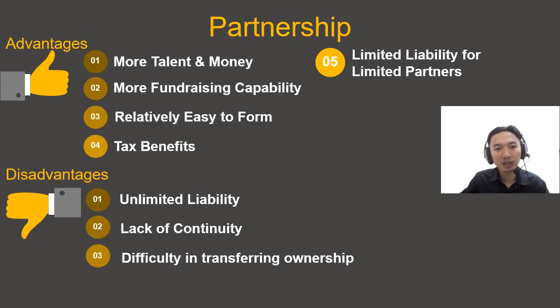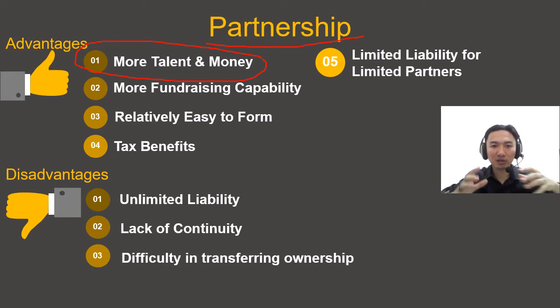Okay guys, next one is the advantages and disadvantages of partnership. The first advantage is more talent and money. Remember I said that in a partnership you have 2 to 20 partners. Imagine if you have 10 partners. Each partner can contribute their skills, knowledge, talent, network, and also money. If each of the 10 partners contributes 5,000 only, the business already has 50,000. That's why more partners equals more talent and more money, provided you choose the right partners.